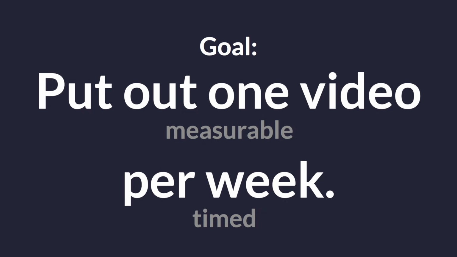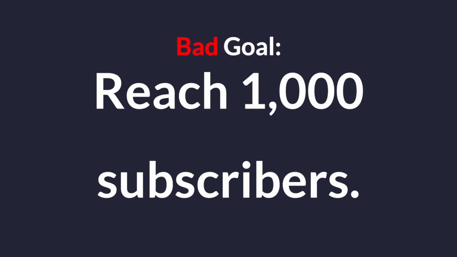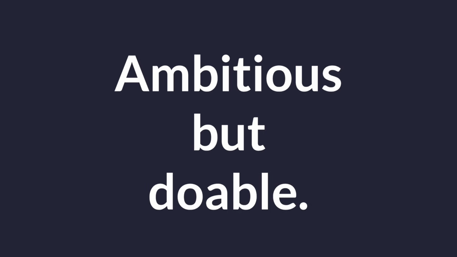For example, your goal may be to put out 1 video, measurable, per week, timed. Note that putting out a video is an action you can perform, but reaching 1,000 subscribers is not an action but an outcome. You should create goals that are ambitious but still doable. This will depend quite a bit on your stage of life. If you're a single person with no job, you'll be able to create much more content than a married person with 3 kids and a full-time job.